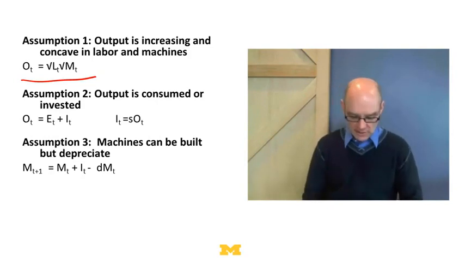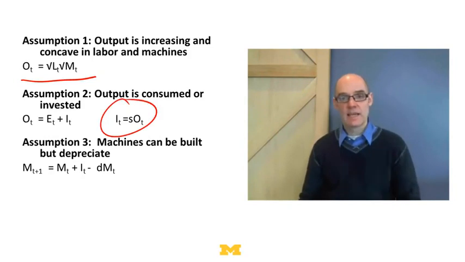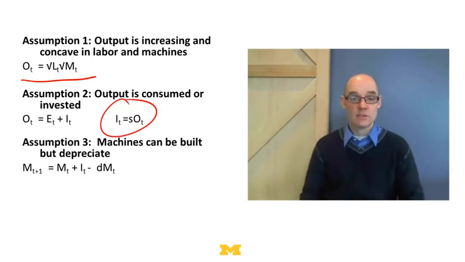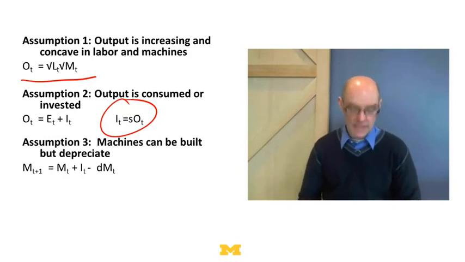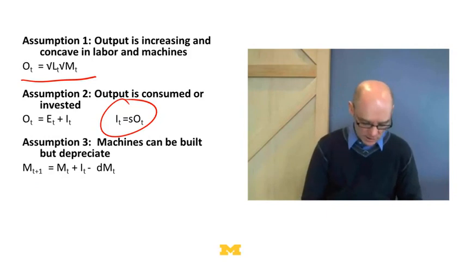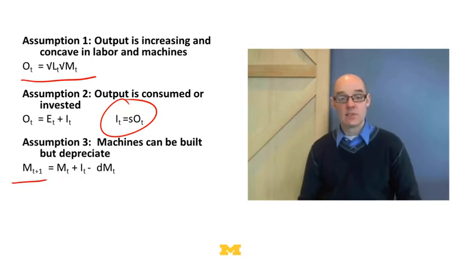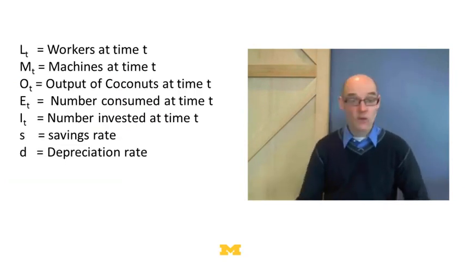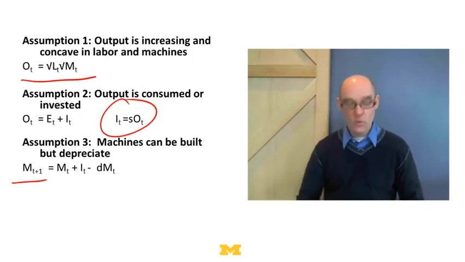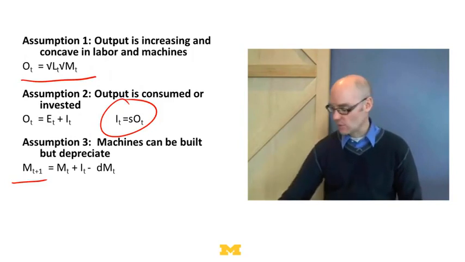And another way to write this is just to say that I is equal to S times O, right? Because S is our savings rate, O is our total output, so the amount we invest is just going to be equal to our savings rate times the output. And then the last thing is these machines depreciate, right? So the machines we have at time t plus 1 is going to be the machines we had at time t plus our investment minus however many depreciate, okay? So again, lots going on, right? We got all these variables, and then these are the equations that help us make sense of those variables.